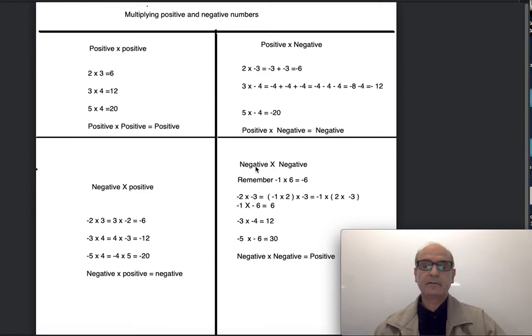The more interesting case is when both of the numbers are negative. So I'm timesing a negative number by a negative number. What would that be? To start working on that, you got to remember that minus 1 times 6 is the same as minus 6 based on what we learned here. Negative times positive is negative. So minus 1 is negative and I'm timesing by 6, which is positive. So a negative times positive gives me a negative. And 1 times 6 is 6. So my final answer is minus 6.